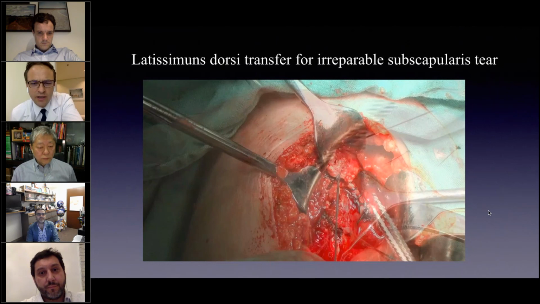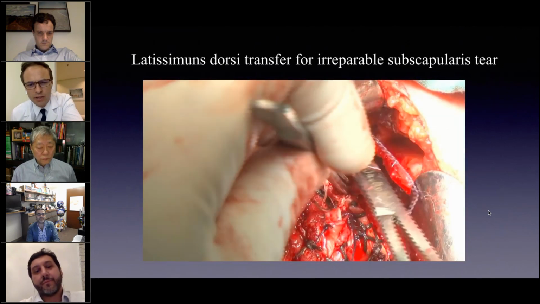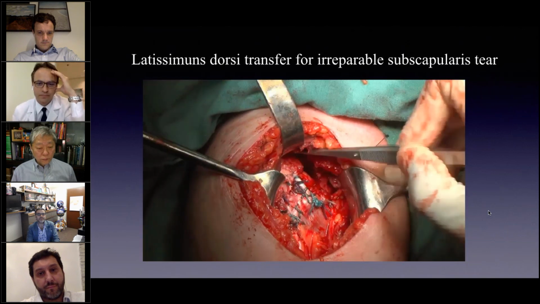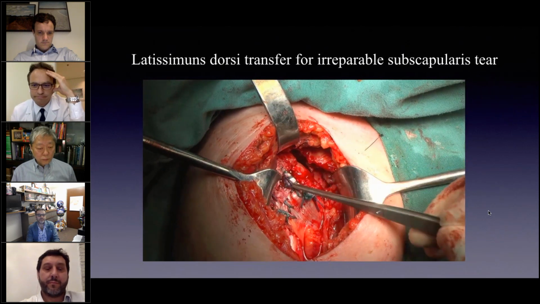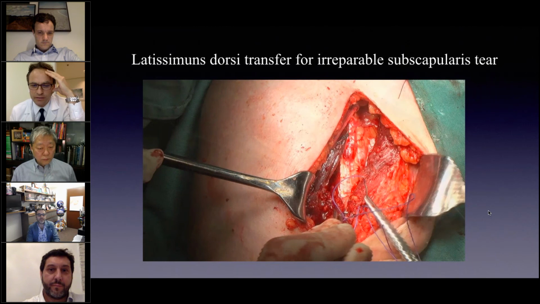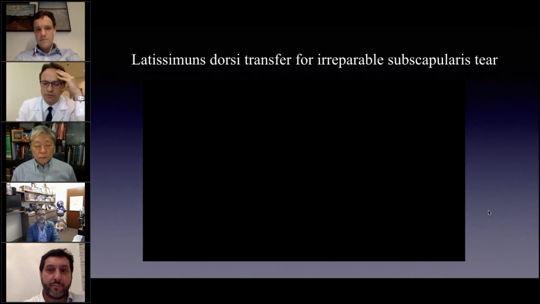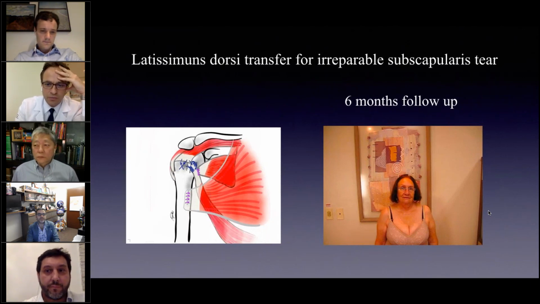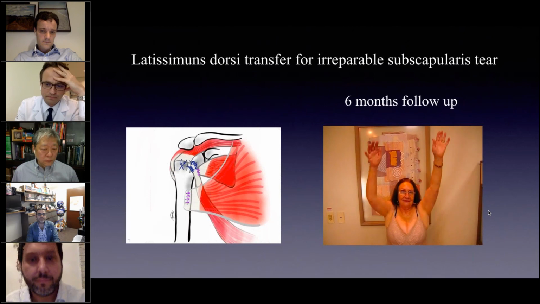Here we can see an anterior supraspinatus tear. Then we repair it, also with transosseous suture. And finally, we sutured the pec major. Here is a drawing showing our technique and the patient with 6 months follow-up.